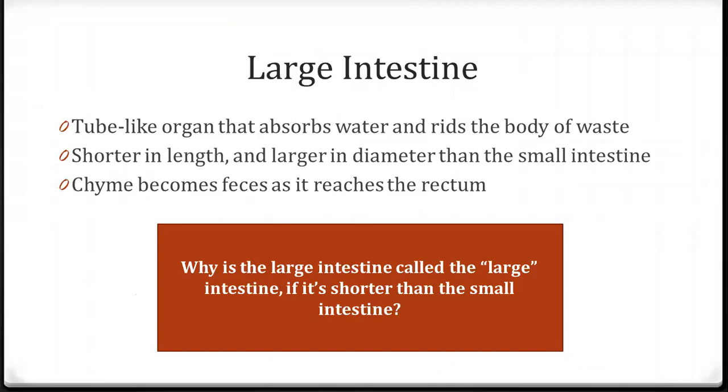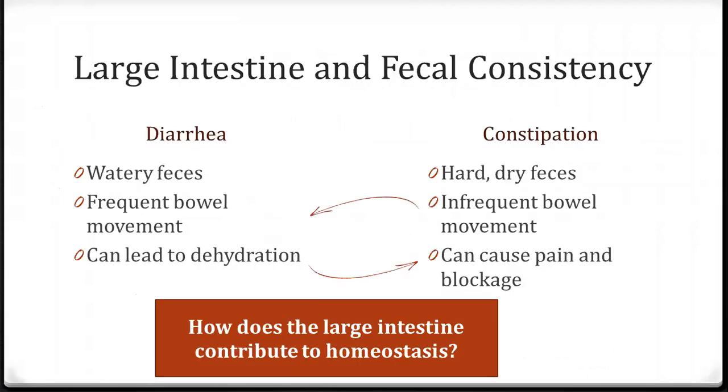All right, the large intestine is the tube-like organ that absorbs water and rids the body of waste. It's shorter in length, but larger in diameter than the small intestine. And then chyme becomes feces as it reaches the rectum. Okay, so the large intestine will help with your fecal consistency. When you have diarrhea, you have watery feces, frequent bowel movements, and it can lead to dehydration. Constipation is when you have hard, infrequent bowel movements, which can cause pain and blockage.